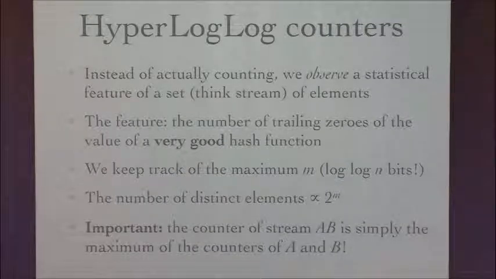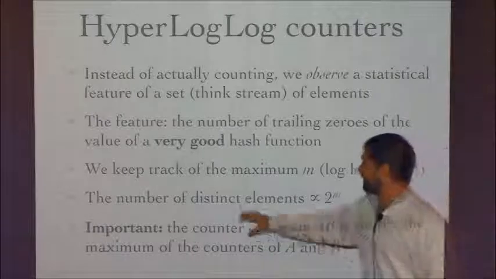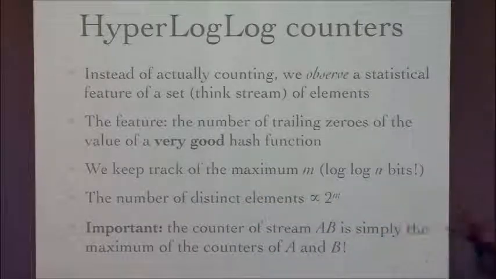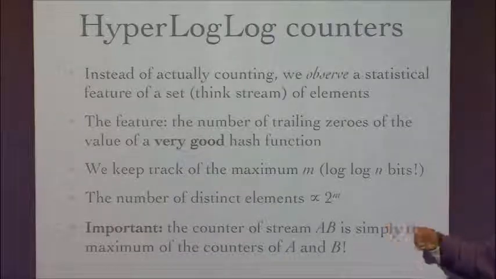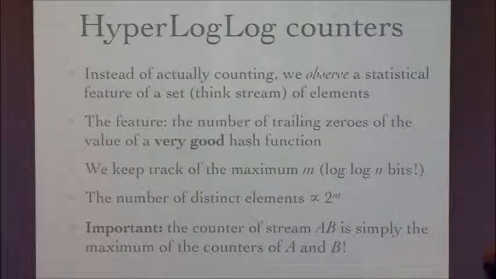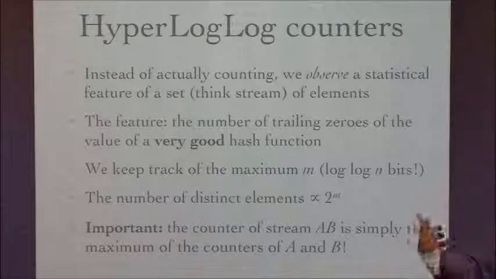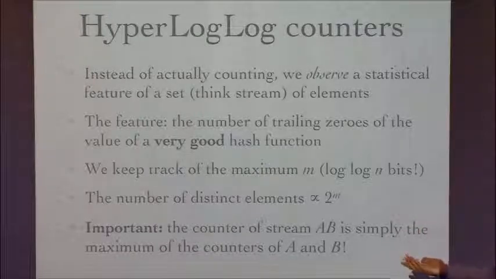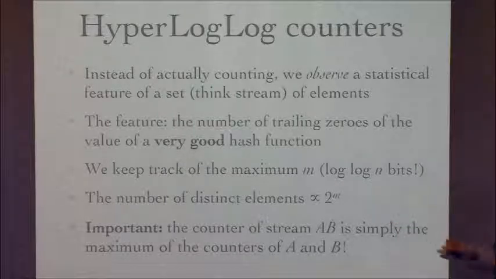But the nice thing of this process is that the counter associated to a combined stream is just the maximum of the 2 counters. So if I see a stream A and a stream B, I get 2 numbers, 5 and 7. What would be the number associated to A and B in sequence? The maximum of 5 and 7. So it's very easy to compute a union in this very approximate representation.